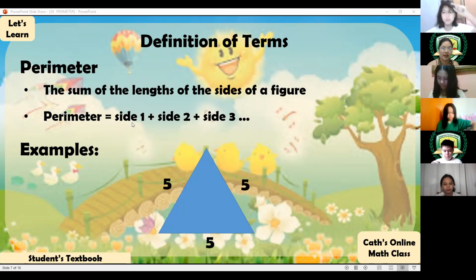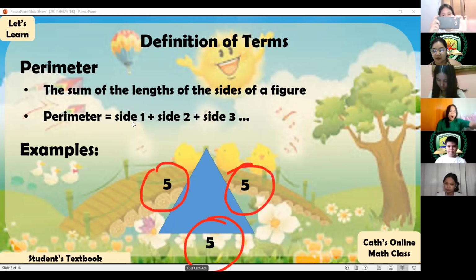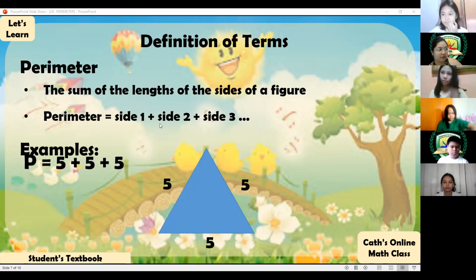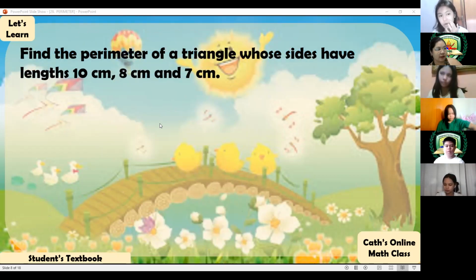Okay, how about this example? What if it's 5, 5, and 5? What is our perimeter now? 15. So what do you do? You just add all of the sides of the triangle. Okay? Any more questions? Let's go to the next one.